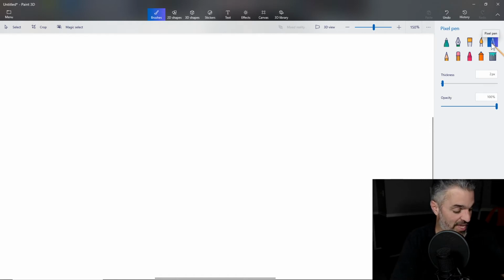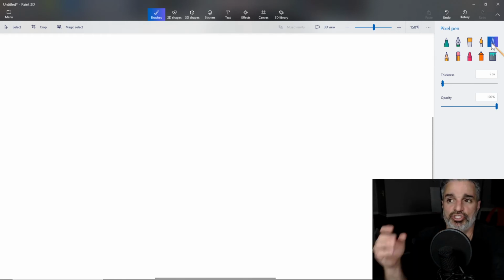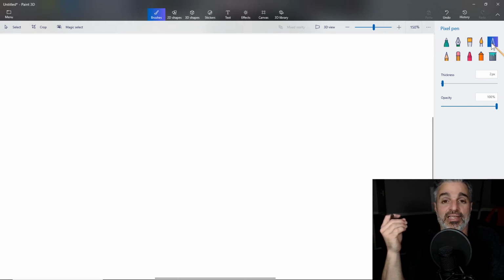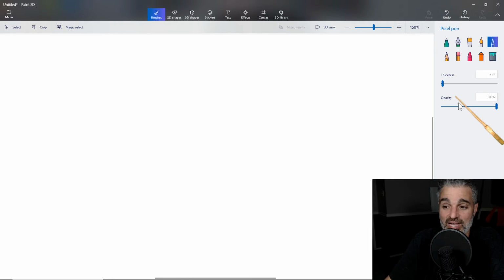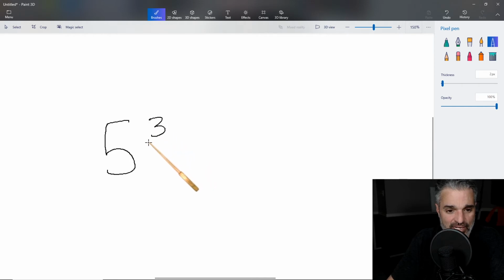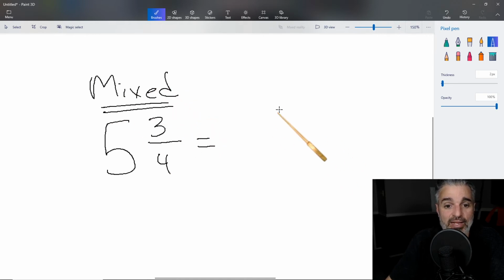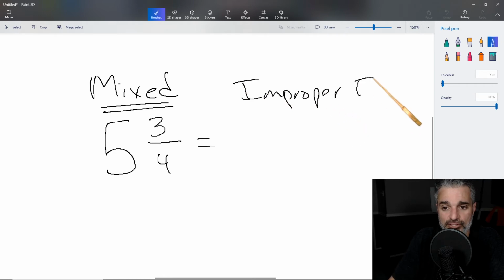Okay, next, I don't have it here, but I think that the next part was changing mixed numbers to improper fractions, and then improper fractions to mixed numbers. We've done this a lot of times. So for example, let's do one quick. I'm gonna change 5 and 3/4. That's a mixed number, right? And we want the improper fraction.